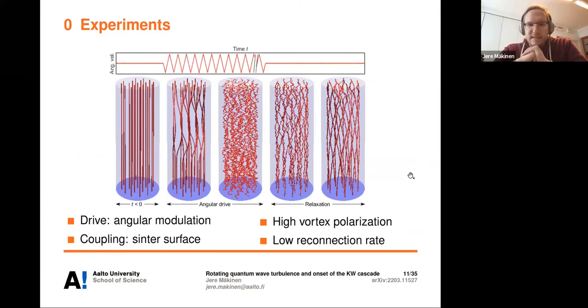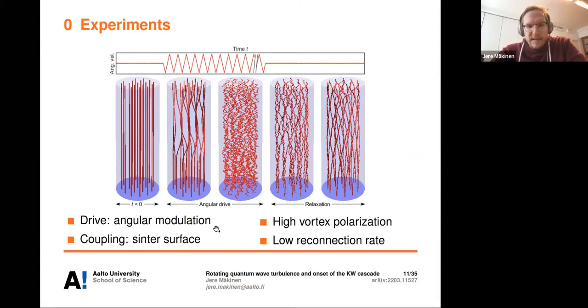All right, so this is the experiment we are talking about here. We start by preparing an array of rectilinear vortices by rotating the sample at a constant angular velocity. At some point, we start modulating the rotation velocity, which creates waves on these vortices. We keep on doing that until we have a steady wave turbulent state. At some later point, we stop the modulation to some rotation velocity, and we observe how this vortex state decays.